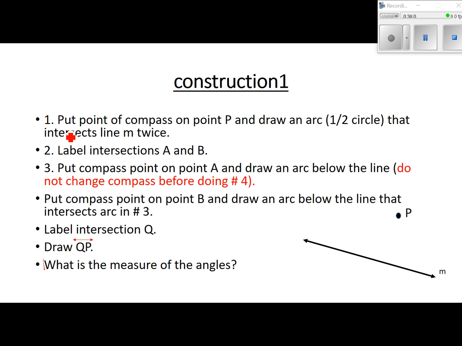First thing you do, you put the point of the compass on point P. The point of the compass, not the pencil point, but the other. And you're going to draw a half circle. We want that half circle to intersect this line twice. So we're putting the point right here, and we want to draw a half circle down here so it looks hopefully better than mine. It's going to look something like that. So we're going to draw a half circle that intersects it twice.